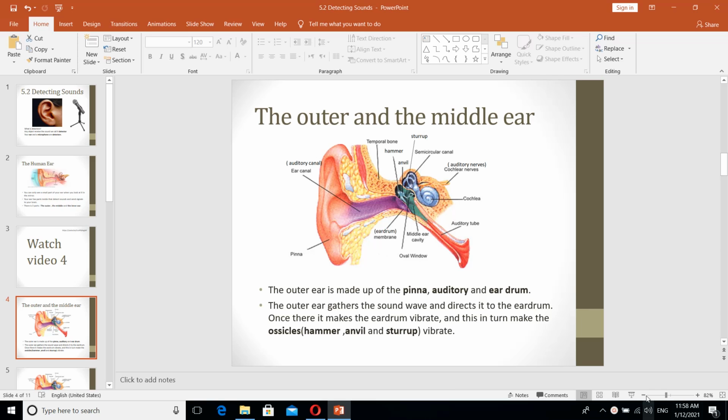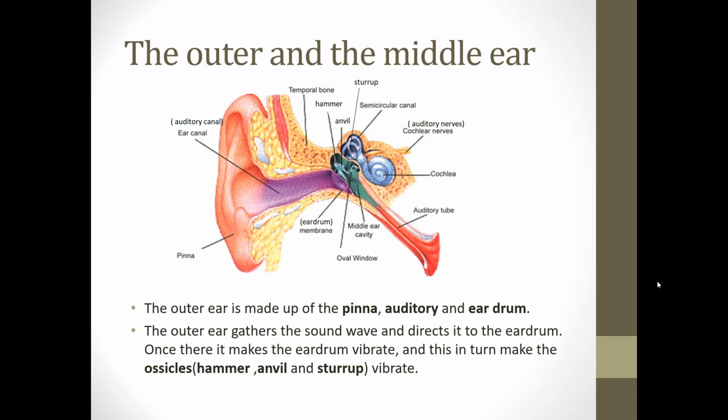Okay, so I will just repeat what you have learned: the outer ear is made up of the pinna, auditory canal, and eardrum. Where is the pinna? This is the pinna. This is the auditory canal, and this is the eardrum, and these small bones are called the ossicles. Now, from the pinna to the auditory canal to the eardrum, this is what we call the outer ear. The outer ear gathers the sound wave and directs it to the eardrum.